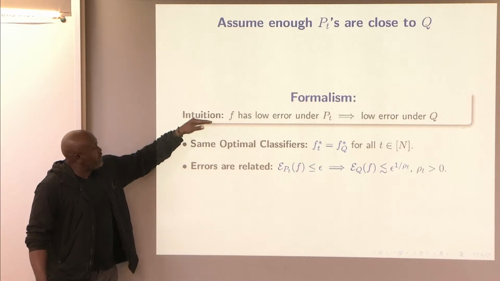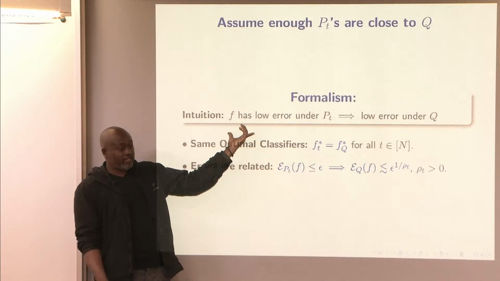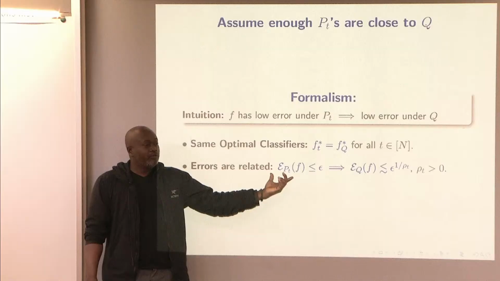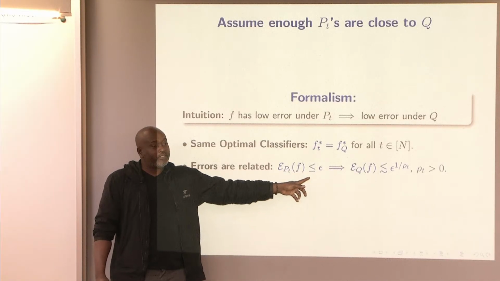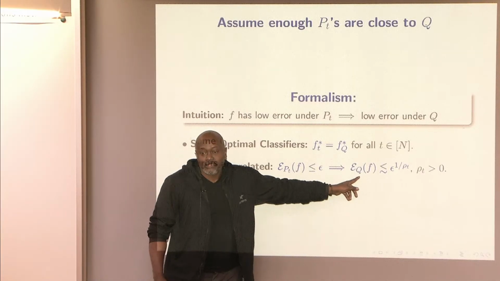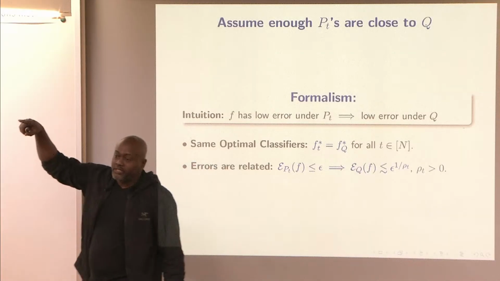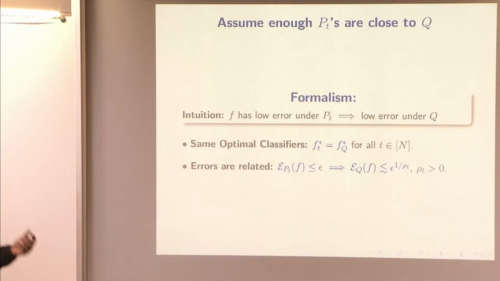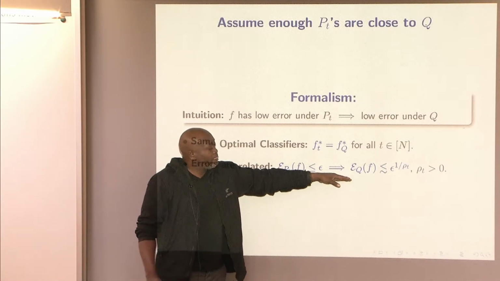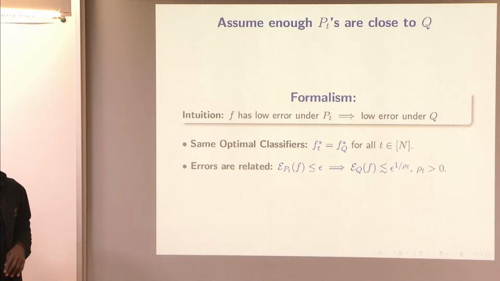So now this intuition, the way we formalize it is actually simple, very direct. We're just going to say that driving down the error on the source implies driving down the error under the target at a polynomial rate depending on some unknown rho t. It's just one possible way to formalize this. Clear, everyone? It's just a parameterization of the problem.